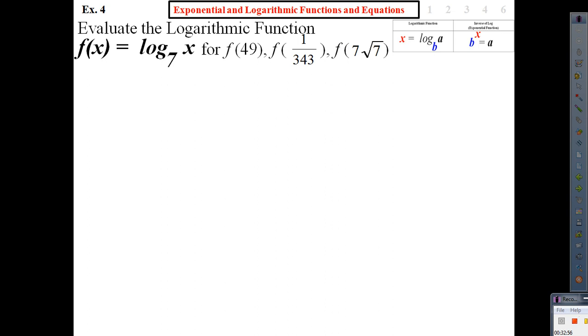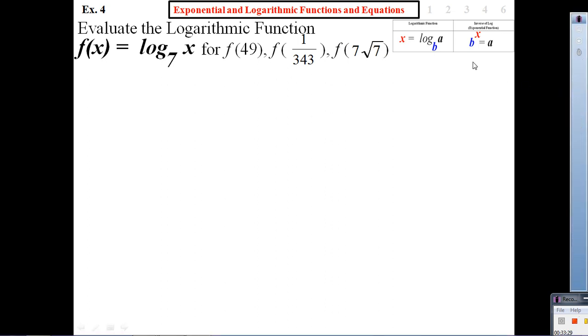There's just one little minor thing that we need to do when evaluating. Evaluating means we substitute the value given. So it says example 4, evaluate the logarithmic function f of x equals log base 7 of x for f of 49, also for f of 1 over 343, and f of 7 square root of 7.